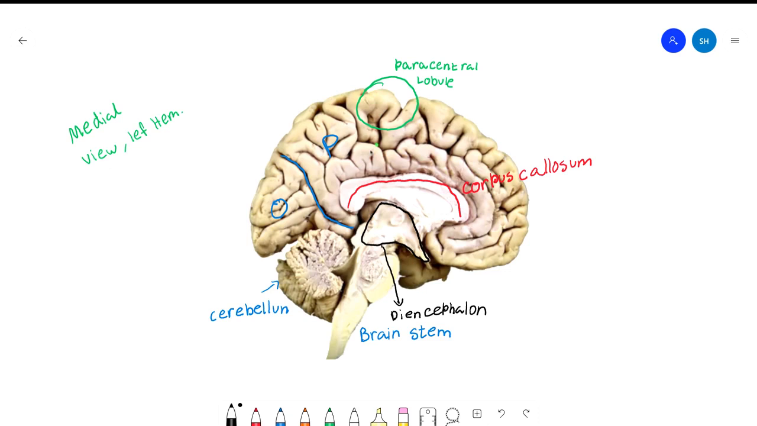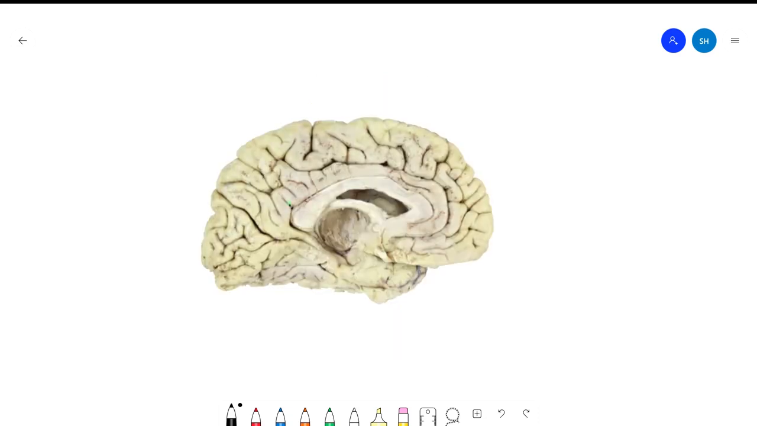So that's basically all the major landmarks that can be found when you're looking at the brain from a medial view. Again, medial view is when you cut the brain down the middle and look at it. So let's move on to one final view of the brain and look at some more landmarks in that view.